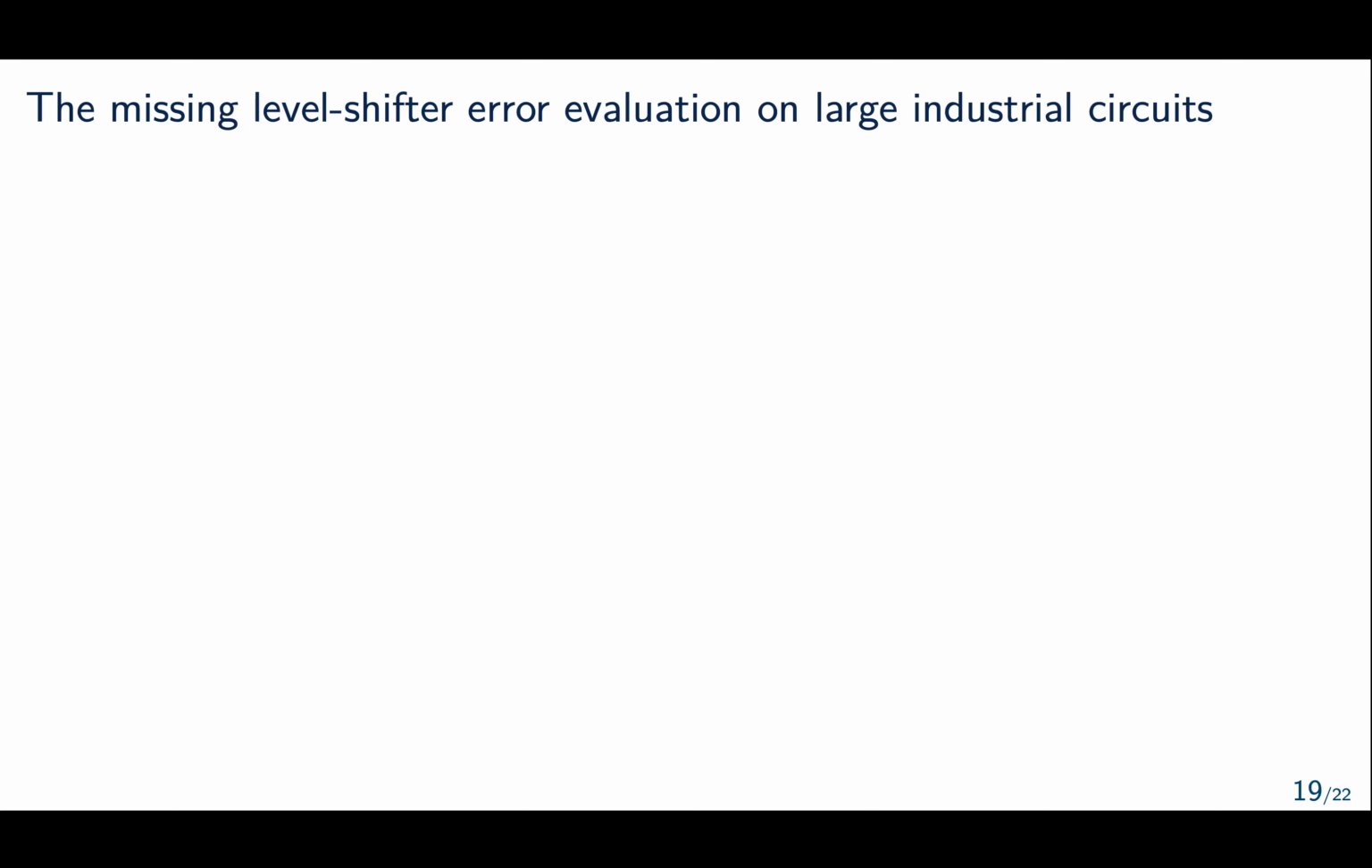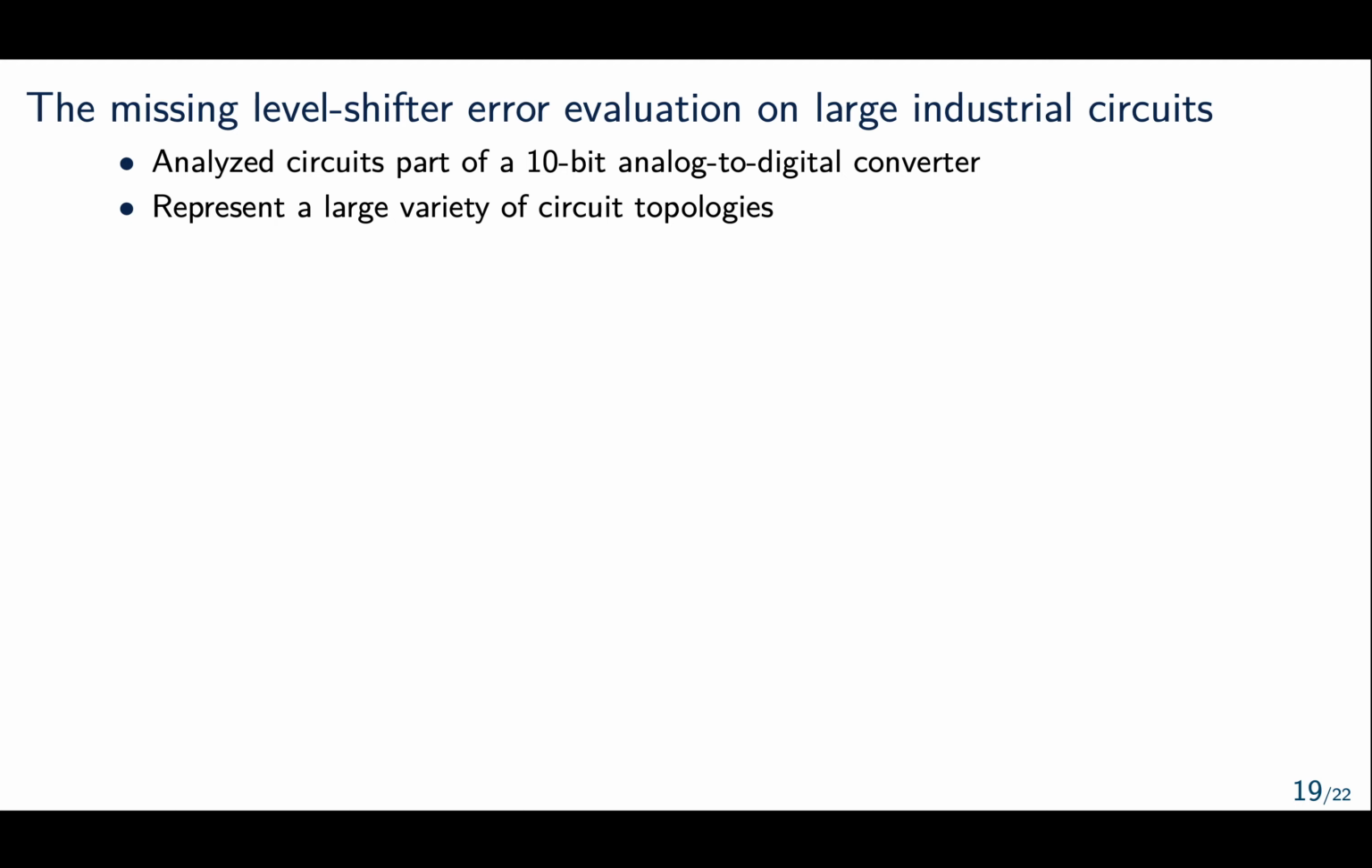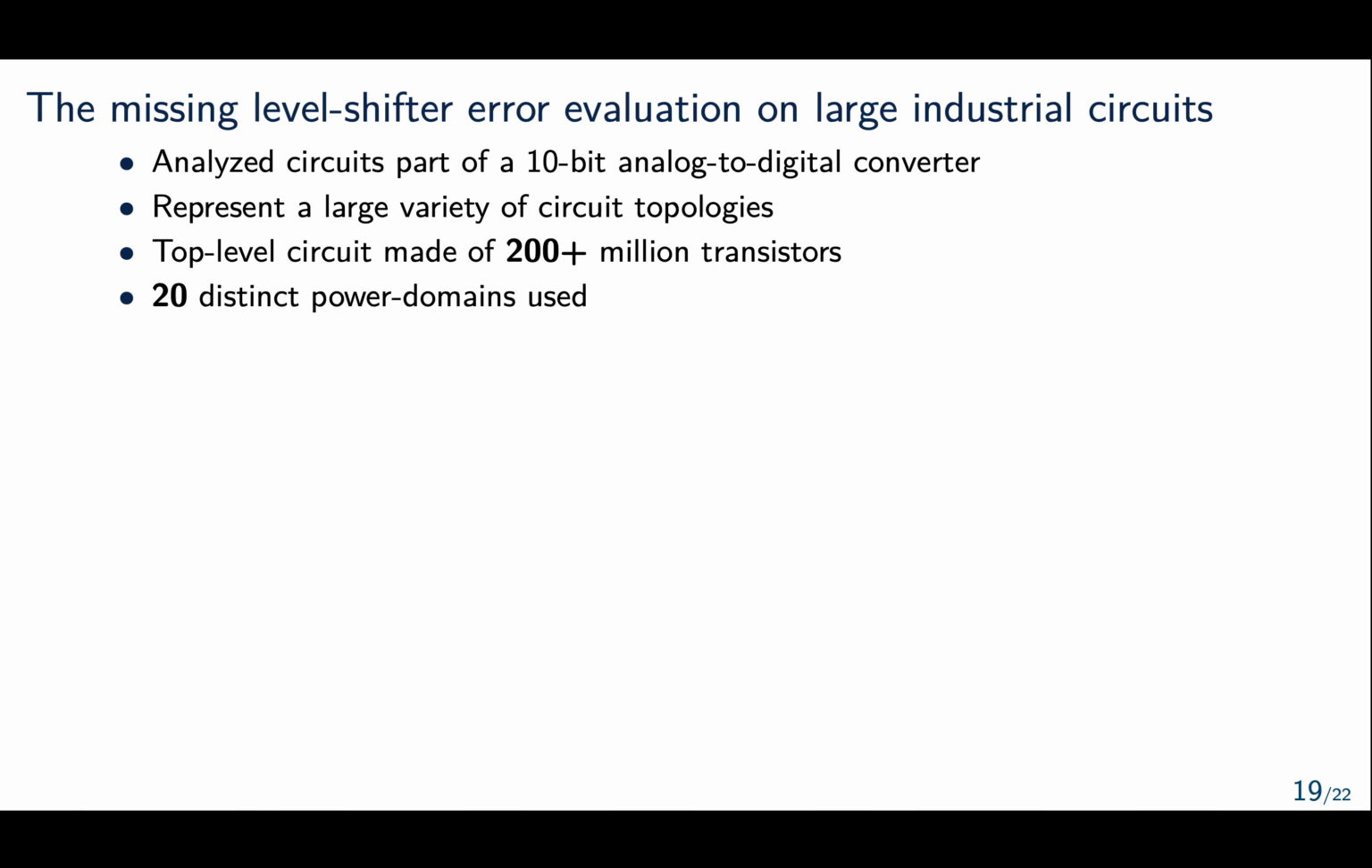We use this process to analyze large industrial circuits. Analyzed circuits are part of a 10-bit analog to digital converter. They represent a large variety of circuit topologies. The top-level circuit is made of more than 200 million transistors, where 20 distinct power supplies are used, and where more than 11,000 instances are analyzed. Each instance corresponds to a circuit that is used with a specific power configuration.